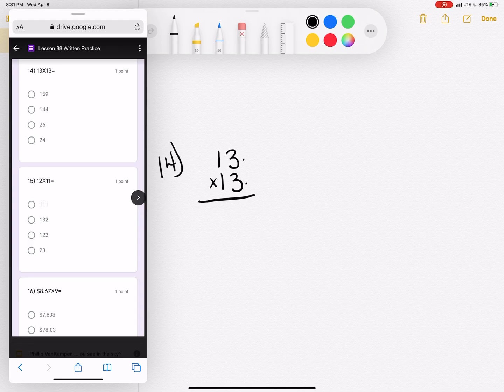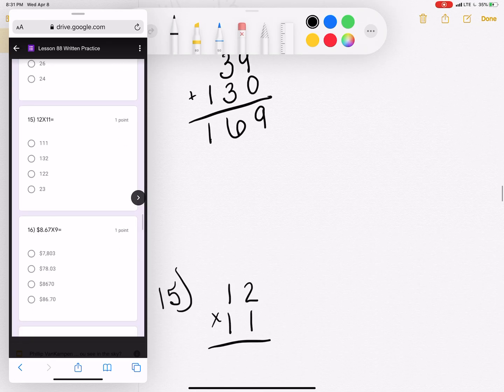3 times 3 is 9. 3 times 1 is 3. Mark out, add a 0. 1 times 3 is 3. 1 times 1 is 1. Now I add. 9, 6, 1. 169.